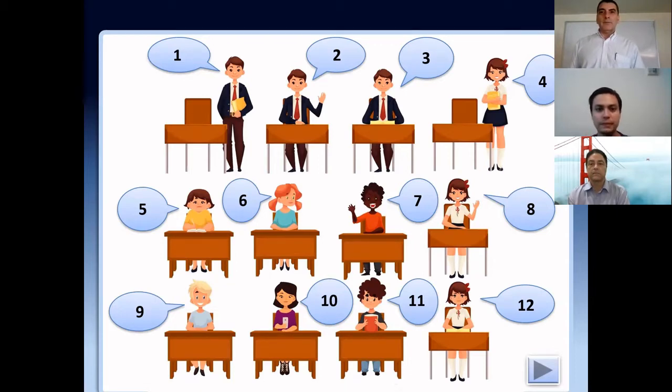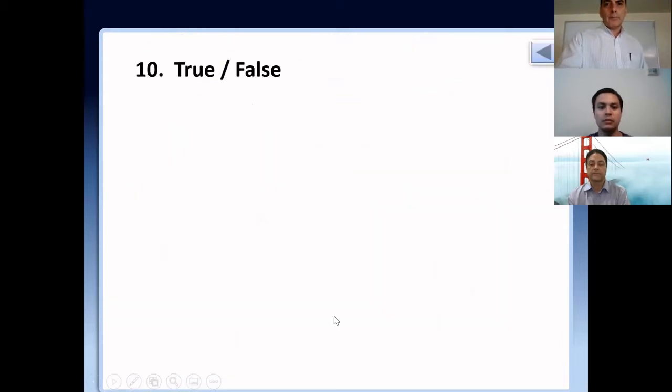True, false. True, false is a variation of multiple choice, two-choice multiple choice. Again, a couple of variations of that. We can indeed have true, false, or indeed we could have any sort of two related categories.